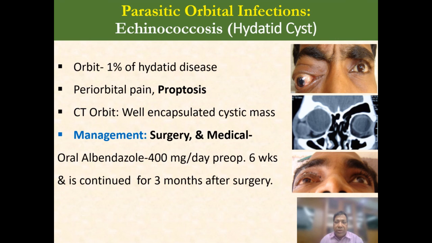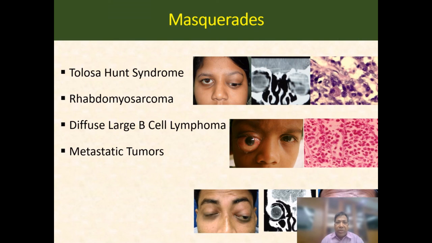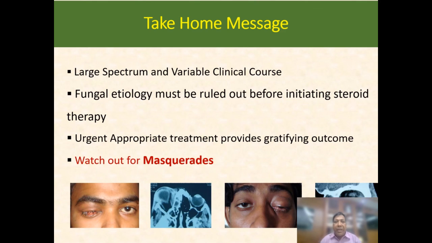Now, echinococcosis, known as hydatid cyst, presents as periorbital pain and proptosis due to a large cystic lesion. CT scan of the orbit shows a well encapsulated cystic mass. Surgery is the mainstay of treatment. We should keep in mind the masquerades. Now, take home message.